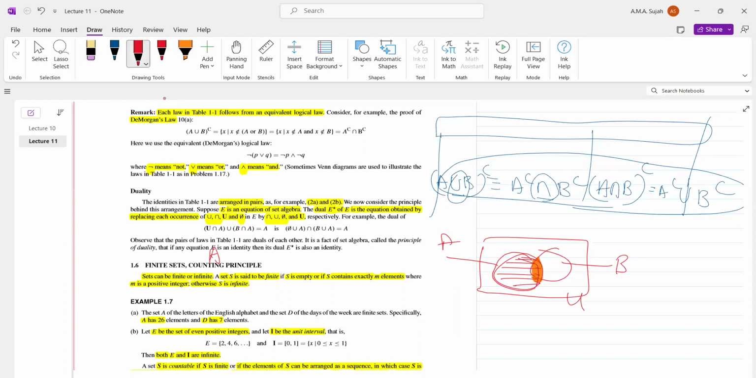Now on the right side, I'm replacing the universal set with the empty set, and replacing intersection with union, right? The answer is A, the same. Here the universal set is replaced with the empty set, the union is replaced with intersection, and the intersection is replaced with union, but the answer is the same, right? That is what we call duality.